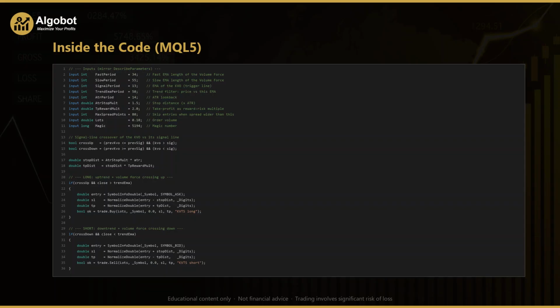Just beneath, the code sets the stop distance as the AtrStopMult times ATR, and the target distance as that stop distance times the reward multiple. Now the long block. If cross-up is true and the close is above the trend average, the expert advisor reads the ask price, places the stop 1 stop distance below entry, sets the take profit 1 target distance above, and calls trade.buy.